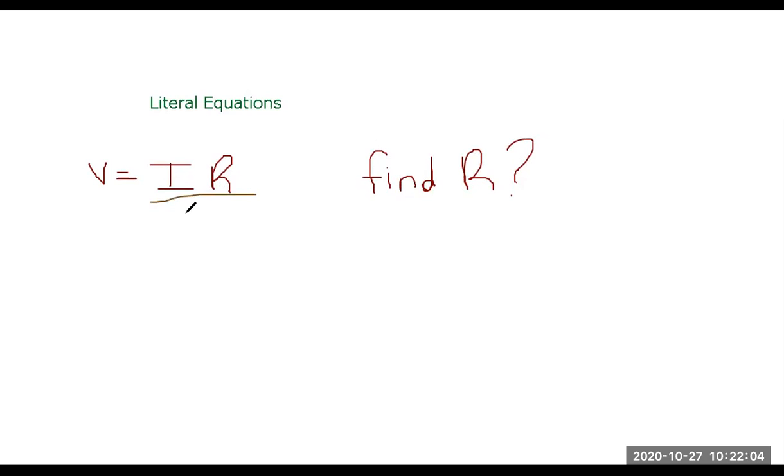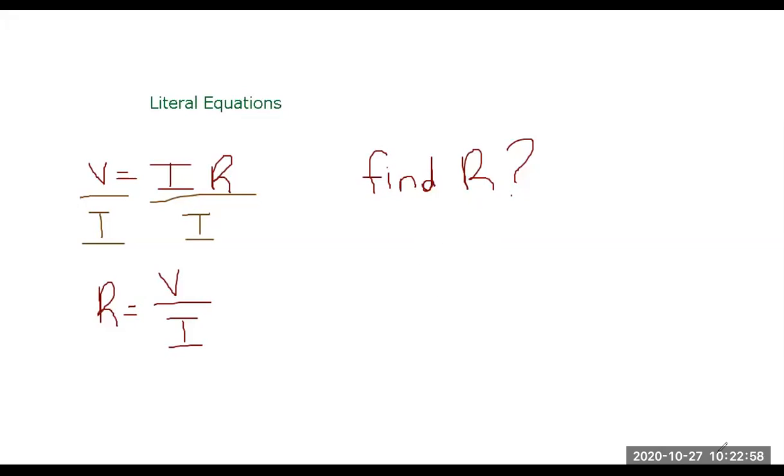Okay, so literal equations just talk about finding a specified value. All right, so if I say V is equal to IR, find R. If I'm trying to find R with an equation like this, I just have to get R by itself. So in order to get R by itself, I divide by I, right? So then R is equal to V over I.